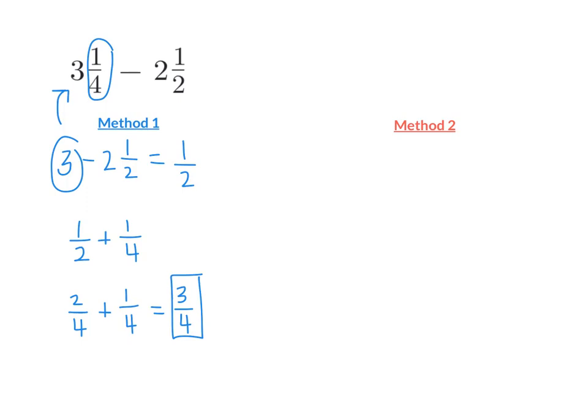In your notebooks right now, I want you to pause the video and explain why we had to add 1/4 to 1/2. Why are we adding if it's subtraction? Go ahead and pause the video and write an explanation to make sure you understand this.